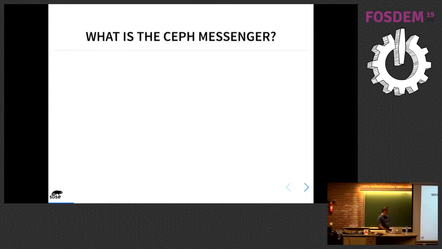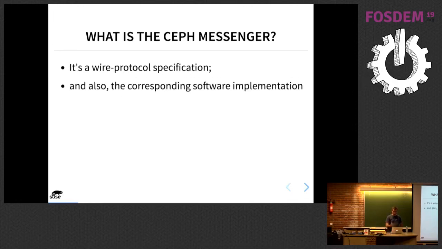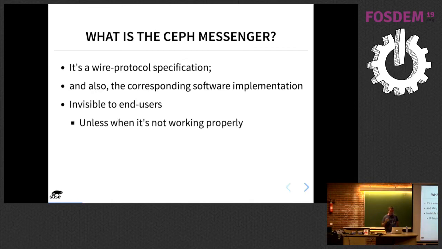All right, let's get started with what the Ceph messenger is. It's a wire protocol specification, but it's also the corresponding software implementation of that protocol. So when we talk about Ceph messenger, we are talking about both the implementation and the protocol specification. Normally, users don't hear about this. It's invisible to users, right? And if users hear about this, it's because something's not working properly. And we don't want users to hear about the Ceph messenger.